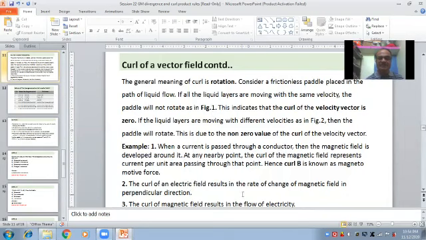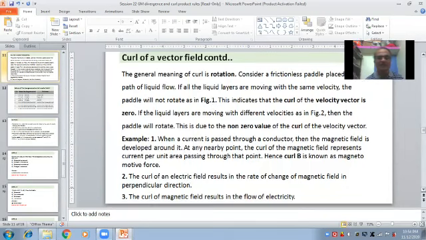Next, coming to this point, the curl of an electric field results in the rate of change of magnetic field in a perpendicular direction. Again, this is linked with the same example, because if the current flowing through a conductor is changing, the rate of change of magnetic field in a perpendicular direction will also be changing. The curl of magnetic field results in the flow of electricity.